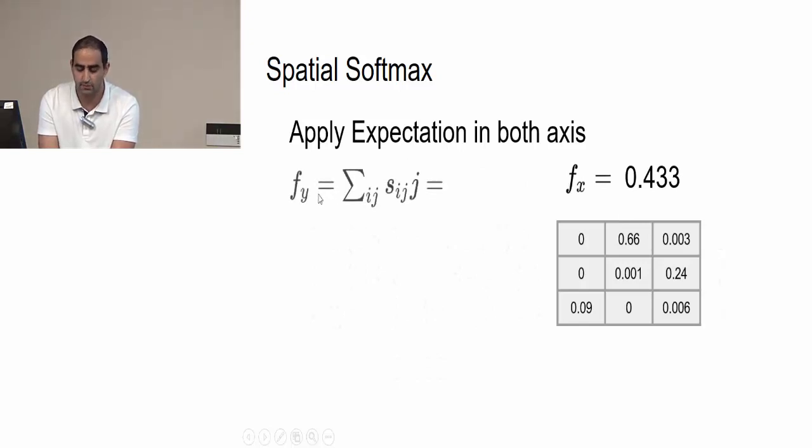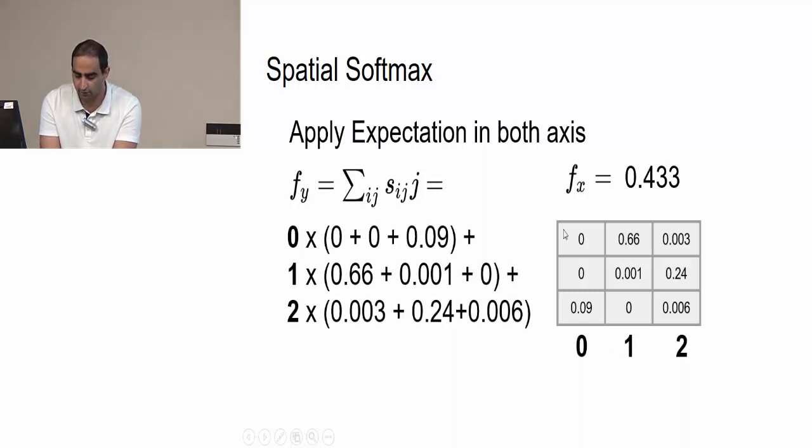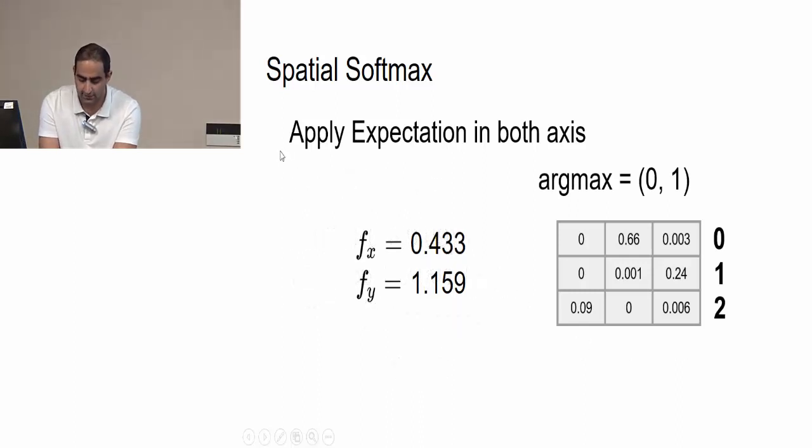Then again we do the same thing in the y-axis. Here we have column 0, column 1, column 2, and we multiply these elements by their column number. It gives us a number, and this is the output of our spatial softmax. As you can see, these numbers are close to argmax, because our maximum is here and the next maximum is here. You can see that fx is 0.433, which is between 0 and 1. And fy is 1.159, which is between 1 and 2, because our maximum is in column 1 and the next maximum is in column 2.